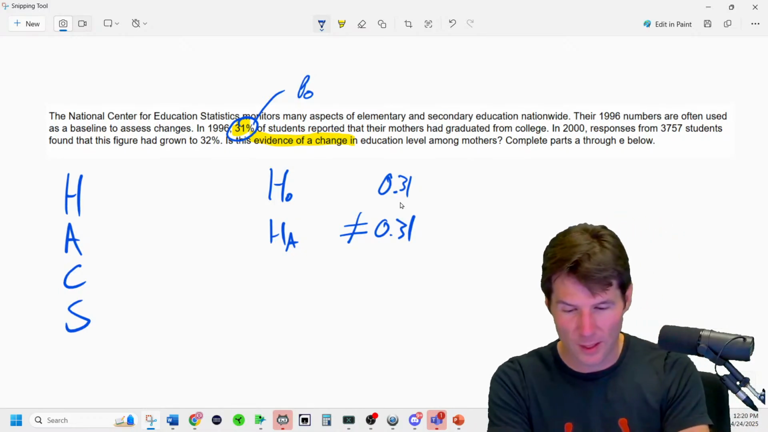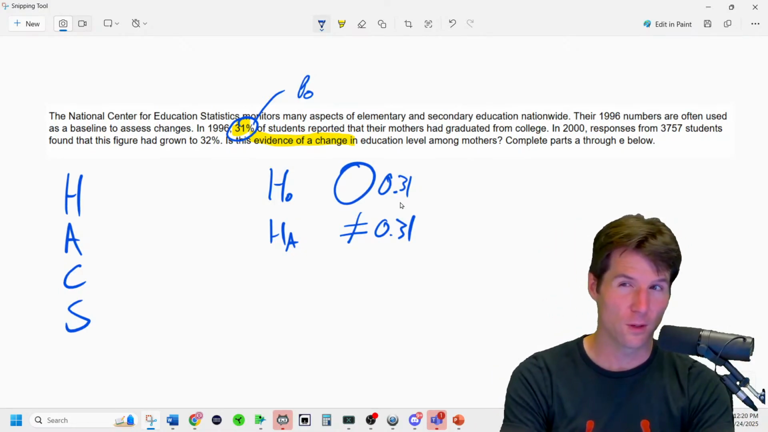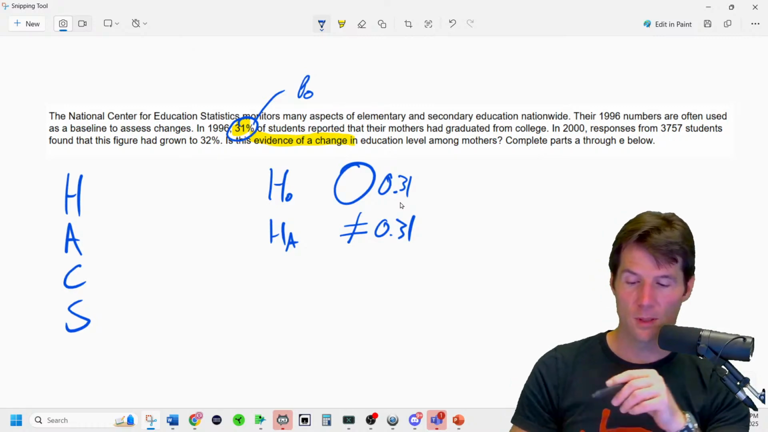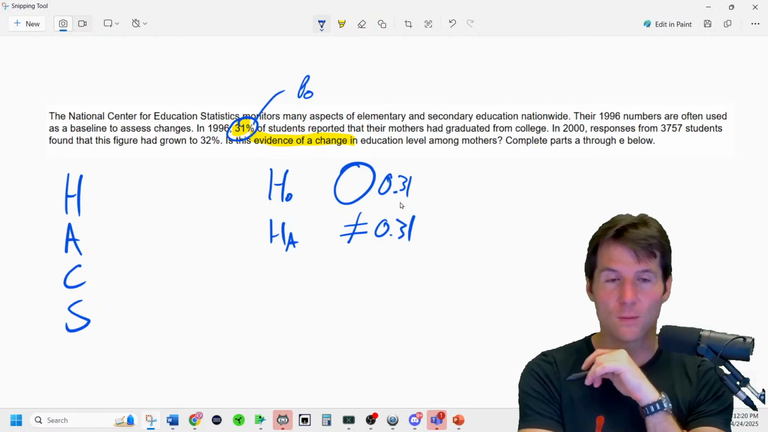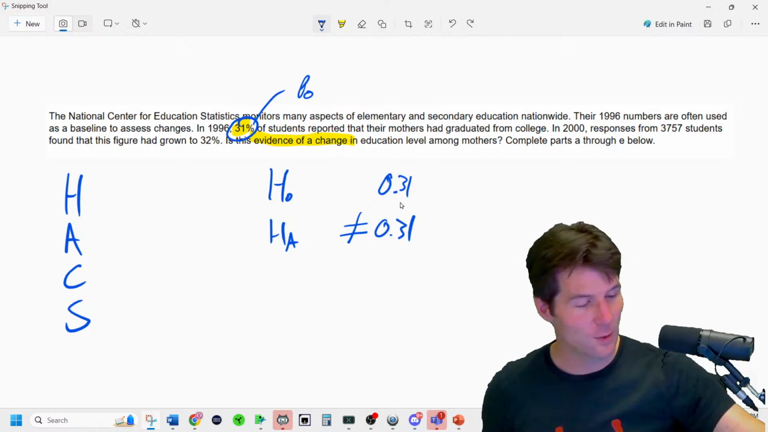And so we've got the hypothesized value. And wait, what do I put right here for the null? Who knows what I put right there for the null? What do I put in that spot of mathematical symbols for the null? The null has the equal sign. Nancy jumping in.